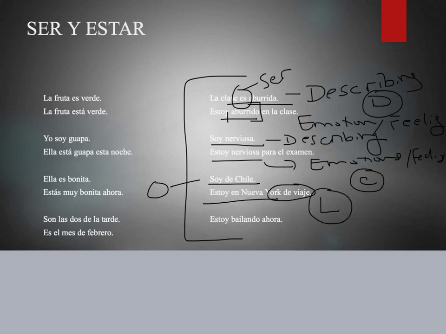So I'm using estar and then ser. And then the last one, estoy bailando. This is describing the action that I'm doing right now. Keyword ahora, right now. Estoy bailando, I am dancing.